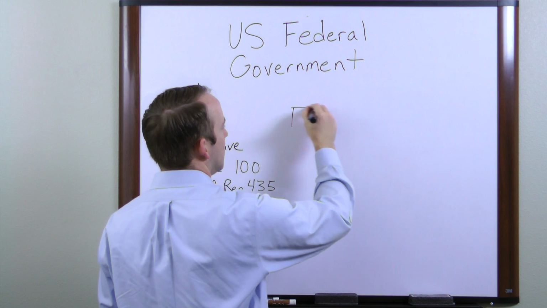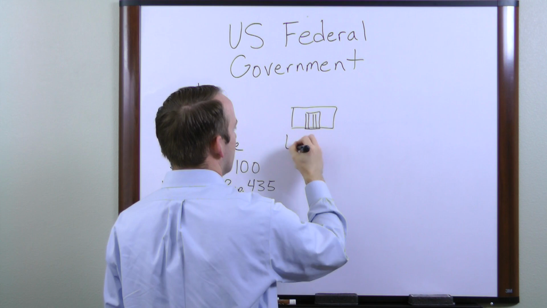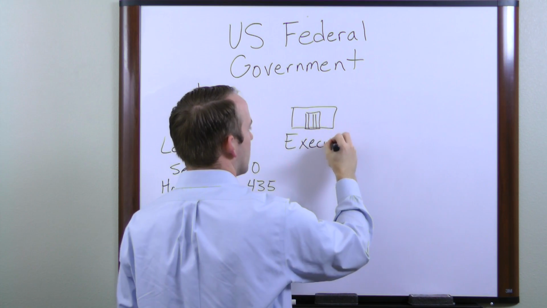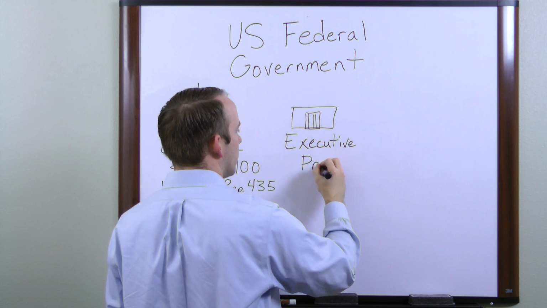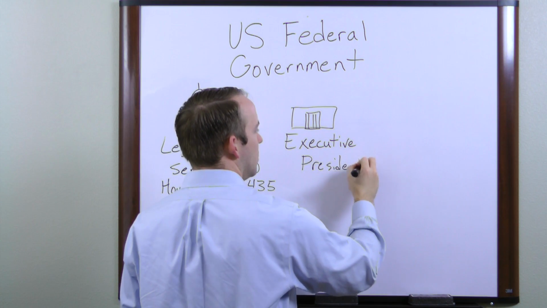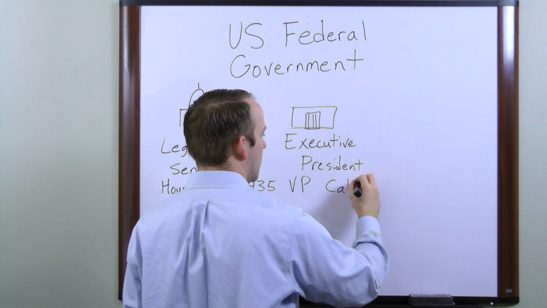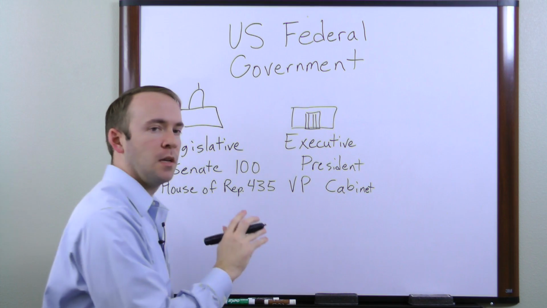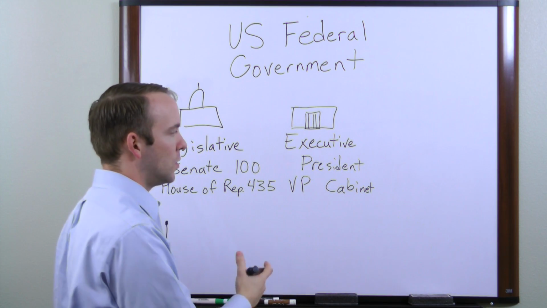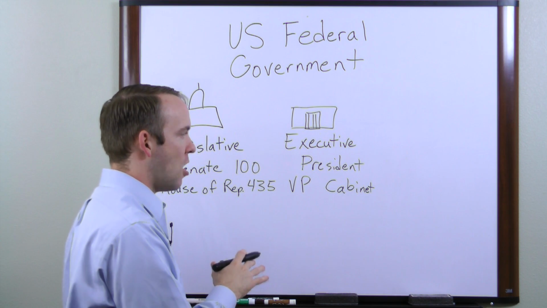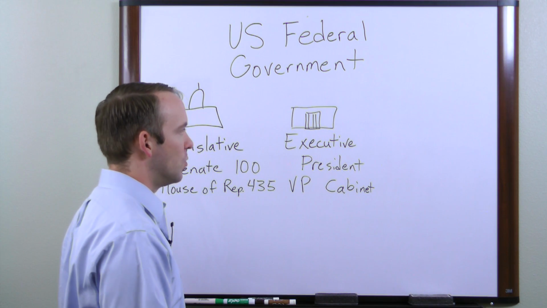The second branch is the White House, and it's the executive branch. The executive branch includes the president, and you have the vice president and the cabinet. There are 15 different cabinet positions ranging from the Secretary of State, which is the oldest, most prestigious of the cabinet offices, and all the way to the Department of Homeland Security, which is a more recent creation.